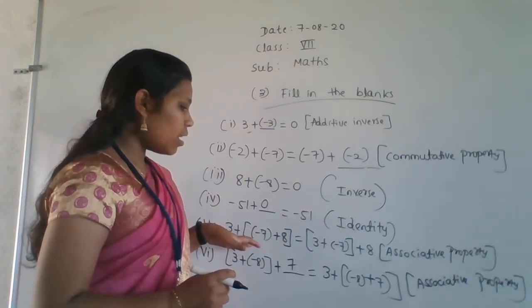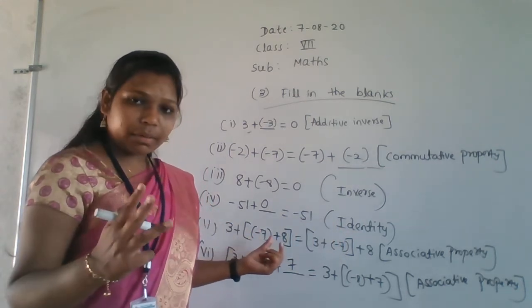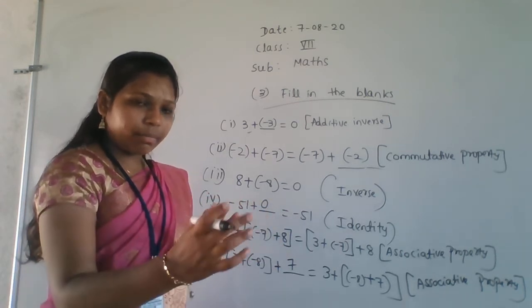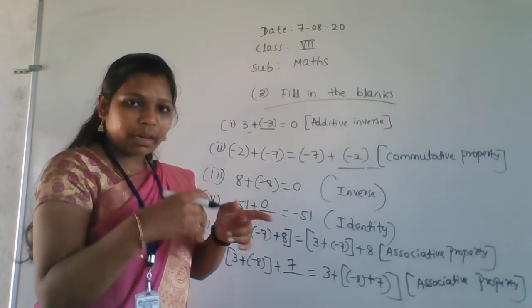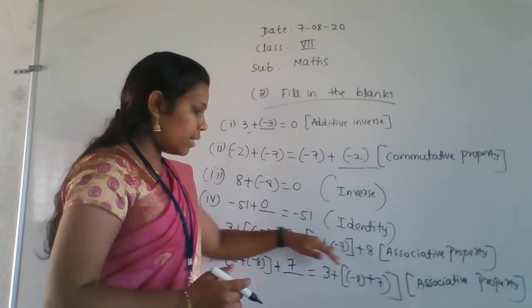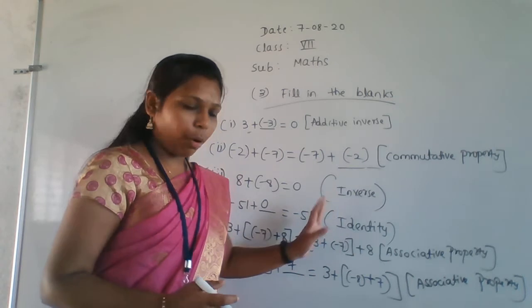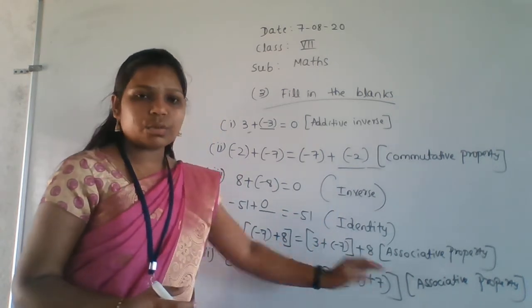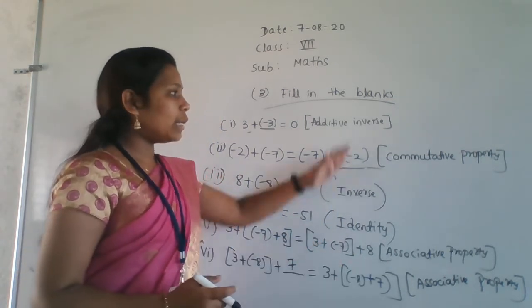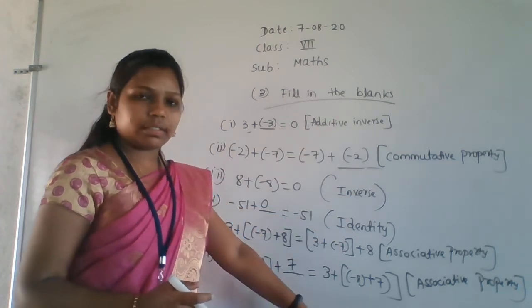Next one, again here 3 numbers are there: first 2 numbers and then 1 number, and in the other, again 1 number is excluded from the grouping. So this is nothing but the associative property. The last one is also the associative property. Like that, with reasons, you have to write the answers.